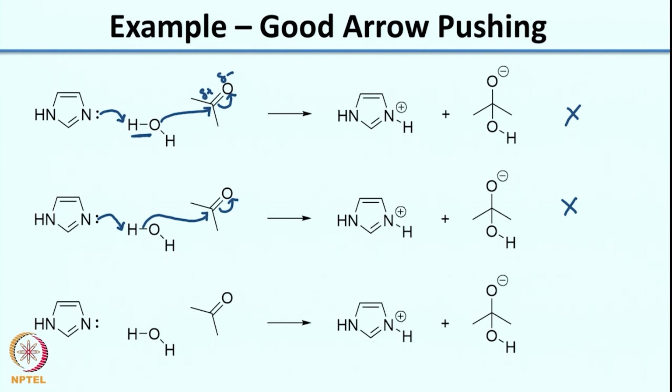So, a good way to push the arrows would be you first show the nitrogen lone pair grabbing the proton. After that you can show the electrons actually coming to the oxygen from this bond, and then you can show the oxygen attacking the electron deficient carbonyl, and finally the double bond of C double bond O moving such that the electrons come on the oxygen. So, this would be the best method to actually represent the transformation or reaction intermediate shown here.